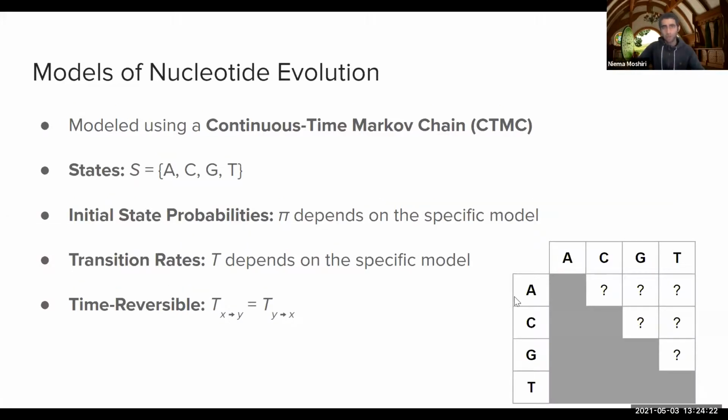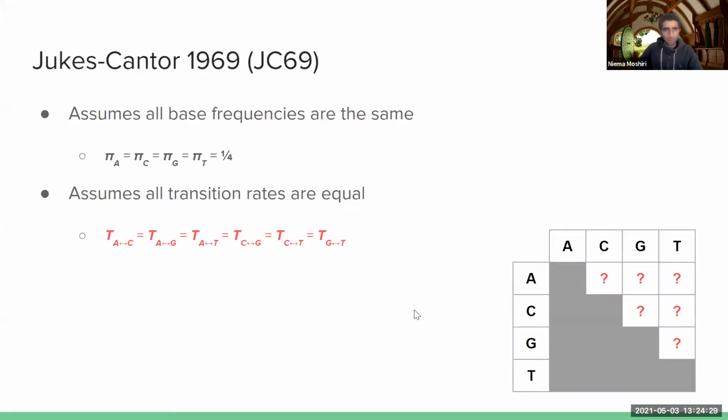Okay, so now we're going to jump right into some of the standard historical models of nucleotide evolution. So the very first model of nucleotide evolution, which is the simplest model, is called the Jukes-Cantor model that was published in 1969. So usually people say JC69 for Jukes-Cantor, 1969. And this model assumes that all of the base frequencies are the same. So that initial probability matrix, all 4 values are just 1/4. And it assumes that all of my transition rates are equal. So it assumes every single one of these question marks is exactly the same. I'm equally likely of going A to C, A to G, A to T, like every mutation that's possible is identical. They're indistinguishable.